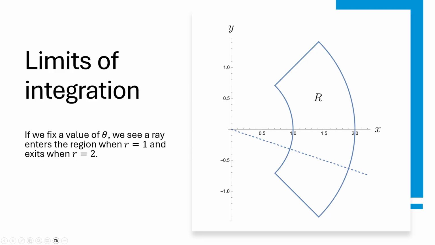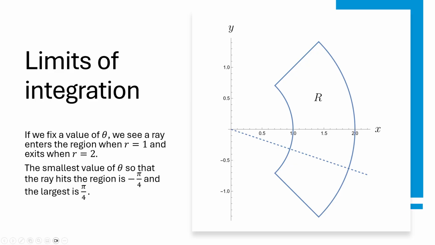So now we're doing dr first. So we think of fixing the value of theta and drawing a typical r. So this would be going out here like this dotted line. Now see, we enter the region when we hit r equals 1, and we exit the region when we hit r equals 2. So that means those limits are quite nice. It's just 1 to 2.